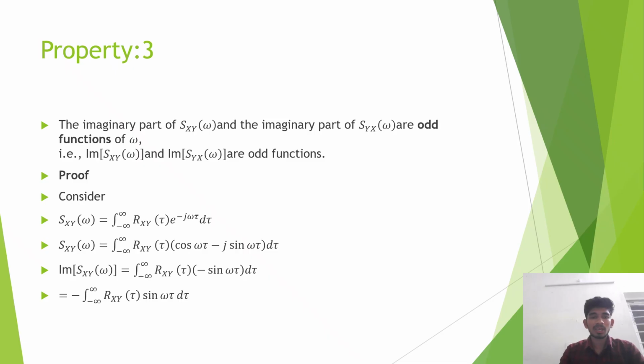Proof: consider S_xy(omega) equal to integral from minus infinity to infinity of R_xy(tau) e power minus j omega tau d tau, and that is integral from minus infinity to infinity of R_xy(tau) into cos omega tau minus j sin omega tau d tau. Imaginary of S_xy(omega) is equal to integral from minus infinity to infinity of R_xy(tau) into minus sin omega tau d tau, that is equal to minus integral of R_xy(tau) sin omega tau d tau.